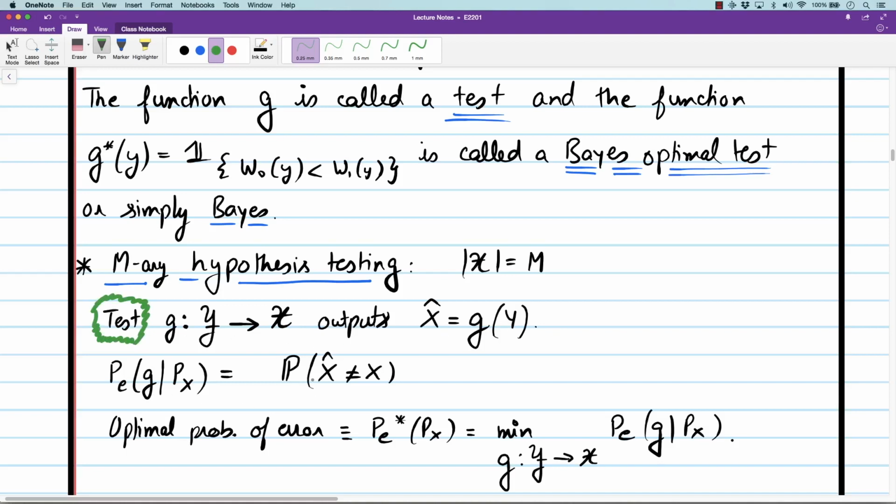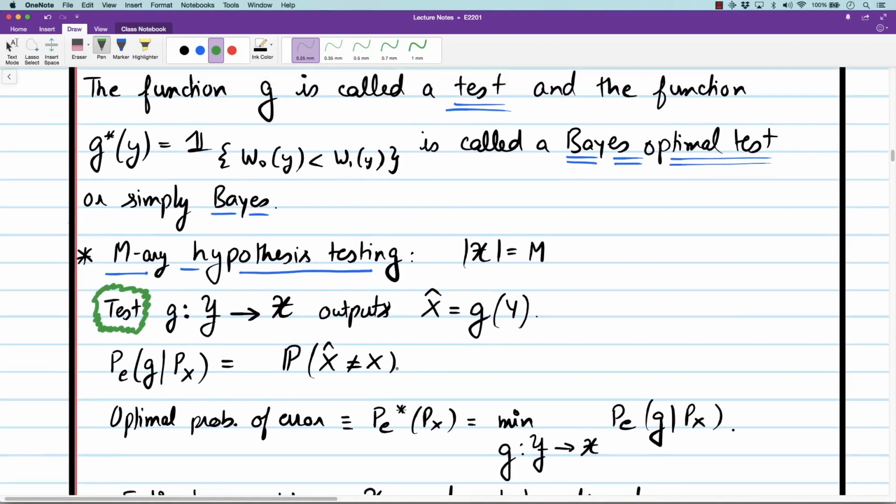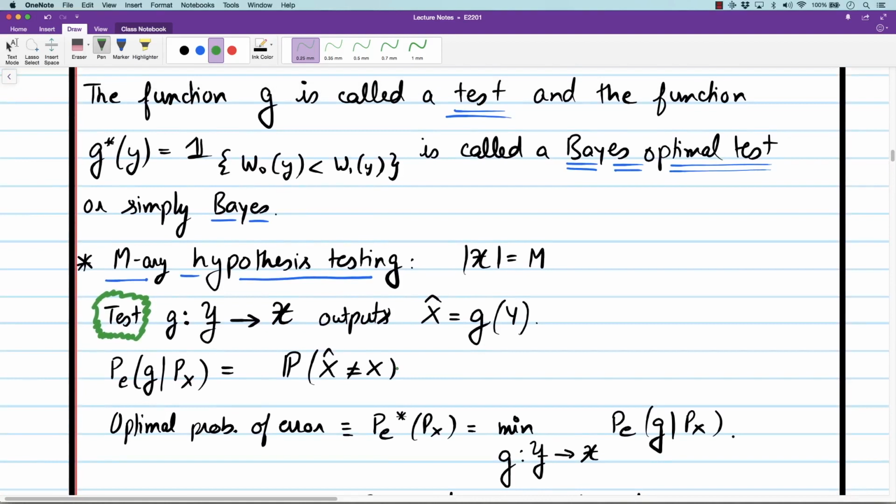And probability of error can again be defined as the probability that x hat is not equal to x. And the optimal test is the one which minimizes this probability of error. We'll come to analyzing M-ary hypothesis testing later, but I just wanted to formulate the M-ary hypothesis testing problem. Just like we have a binary hypothesis testing problem, we have an M-ary hypothesis testing problem.